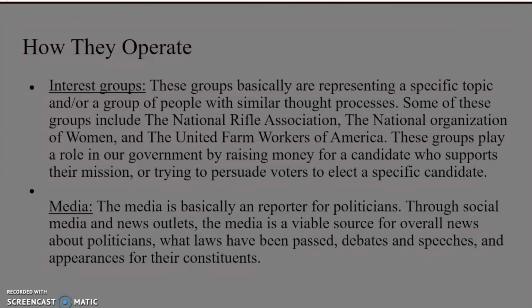Media. The media is basically a reporter for politicians. Through social media and news outlets, the media is a valuable source for overall news about politicians, what laws have been passed, debates and speeches, and appearances.